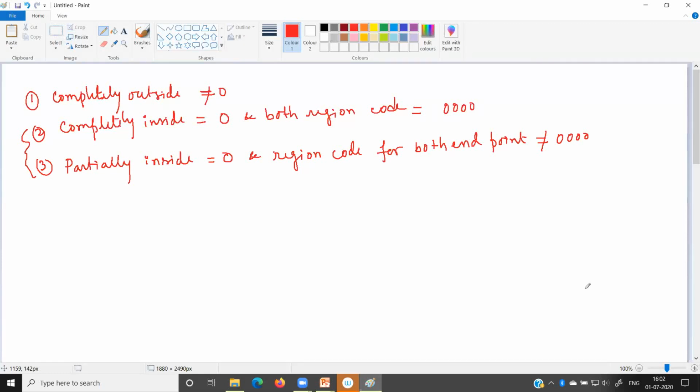Okay, so here we will write down the algorithm for this Cohen-Sutherland line clipping procedure. So step 1, what you have to do: find out the region code for the endpoints of the line segment. For the line on which we want to perform the clipping operation, we have to find out the region code for both the endpoints.